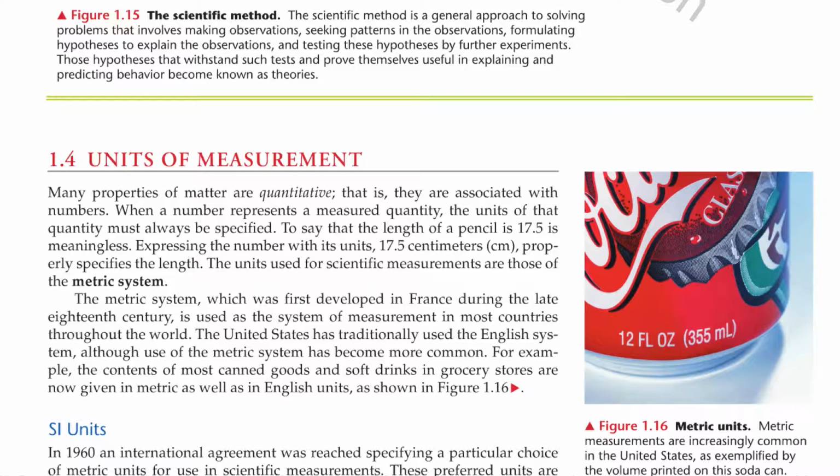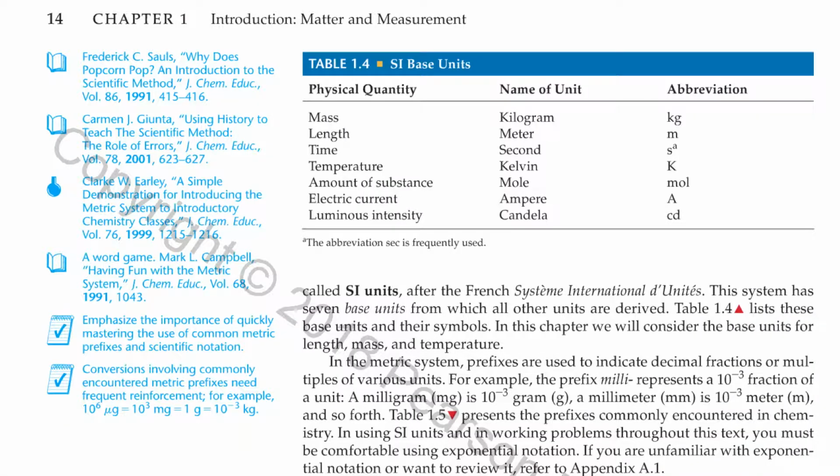Topic: SI units. In 1960, an international agreement was reached specifying a particular choice of metric units for use in scientific measurements. These preferred units are called SI units, after the French Système International d'Unités. This system has seven base units from which other units are derived. Table 1.4 lists these base units and their symbols. Table 1.4, SI base units.